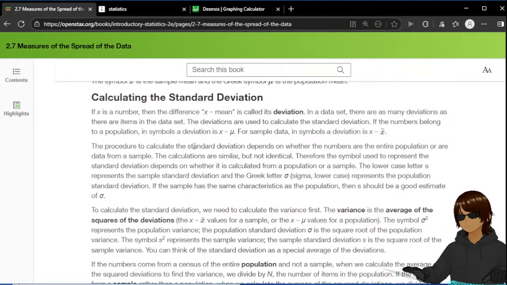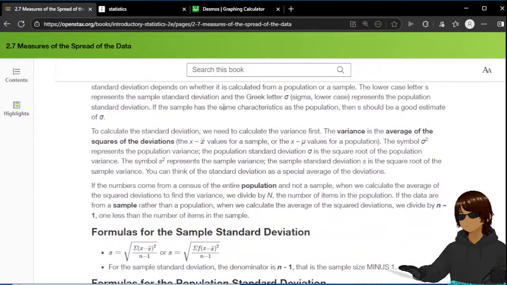The procedure to calculate the standard deviation depends on whether the numbers are the entire population or are data from a sample. Calculations are similar but not identical. Therefore, the symbol used to represent the standard deviation depends on whether it is calculated from a population or a sample. The lowercase letter s represents the sample standard deviation. The Greek letter sigma represents the population standard deviation. If the sample has the same characteristics as the population, then s should be a good estimate of sigma.